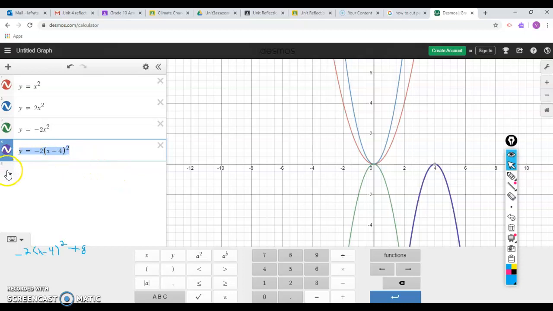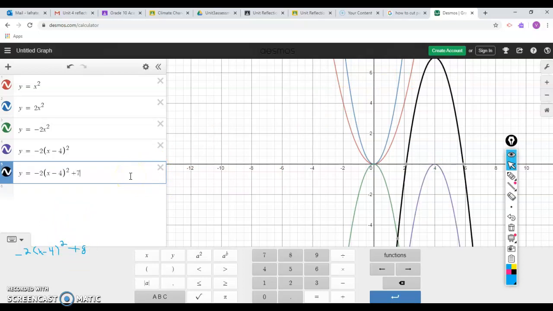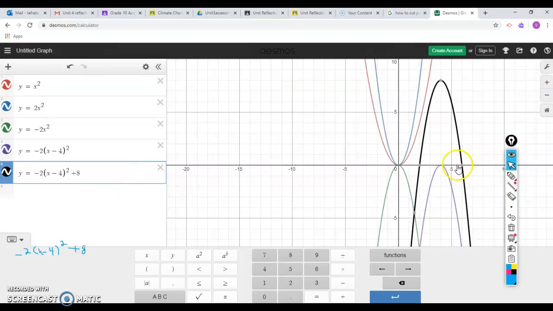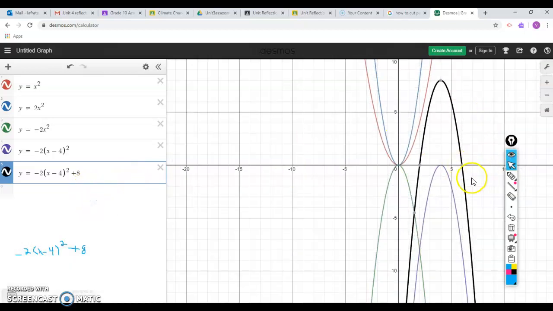Another translation that we do is the movement upwards by 8 units. So we're going to take this graph now and move it up by 8 units, like that. And then we're going to add the plus 8. And, oops, not plus 7, plus 8. And you'll notice now that our graph has been moved up by 8 units. So this over here was at 0, and now we're all the way up here at 8. So you can see the point (0, 0) and then the point (4, 8).